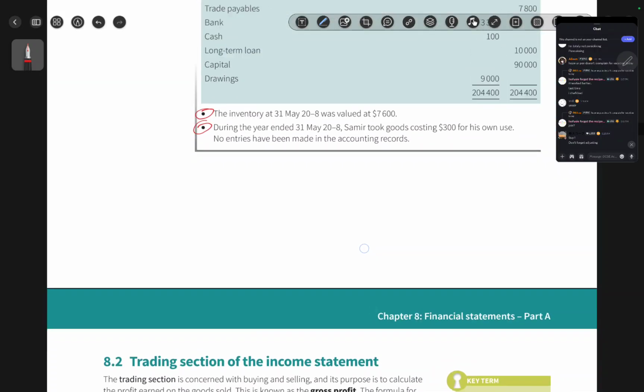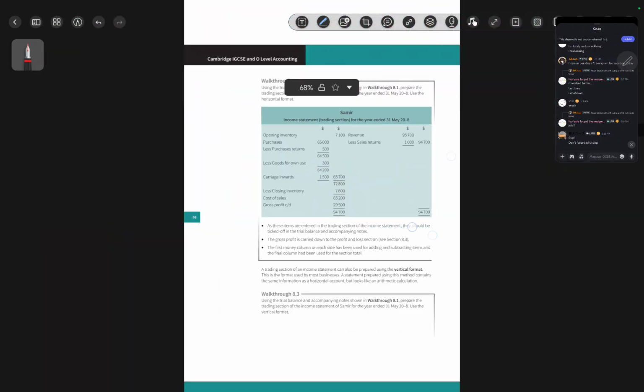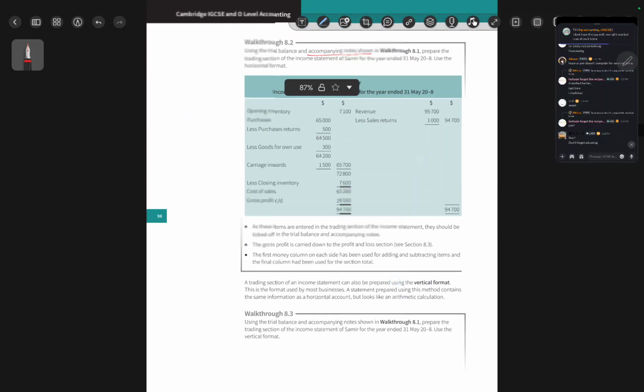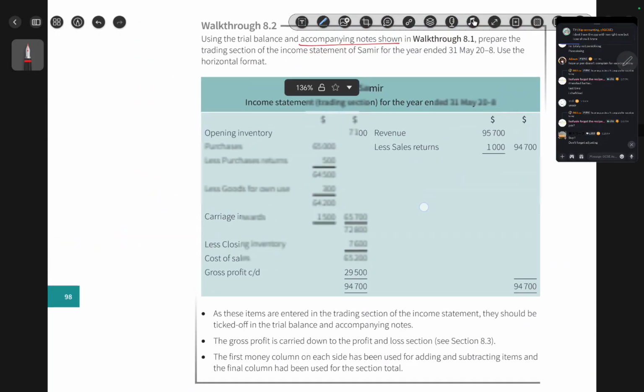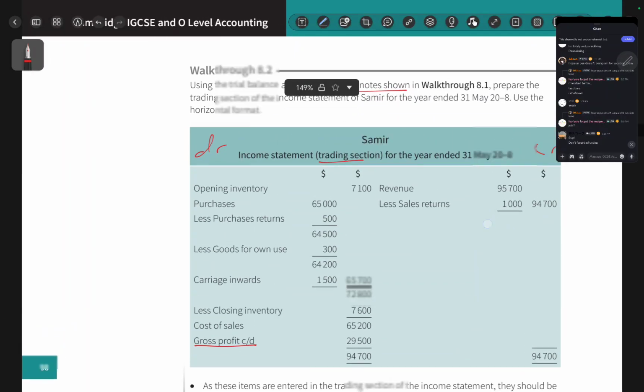Anyway, the trading section of the income statement. This is the format of the income statement, and it's the trading section, meaning it goes all the way to gross profit. Notice that this is the T account format of an income statement. Sales are being credited, and sales returns are being subtracted here. So it's not your normal T account. It's not that you debit to subtract, but it's something similar.